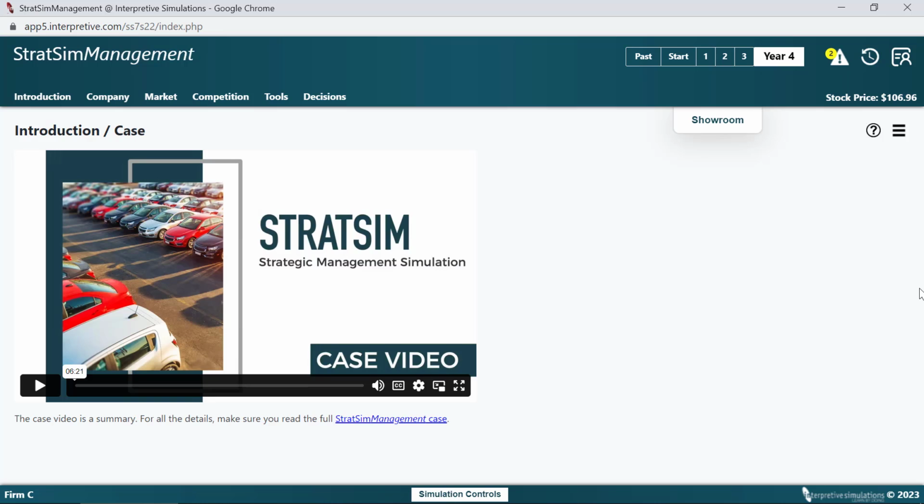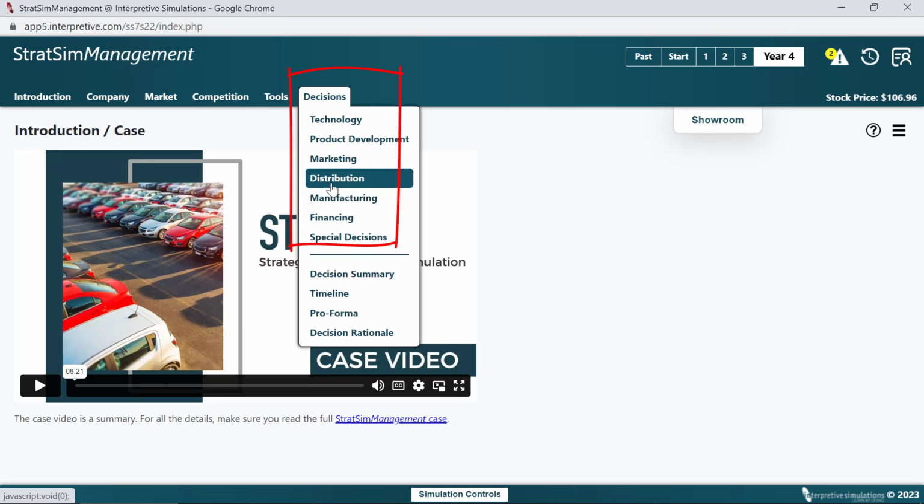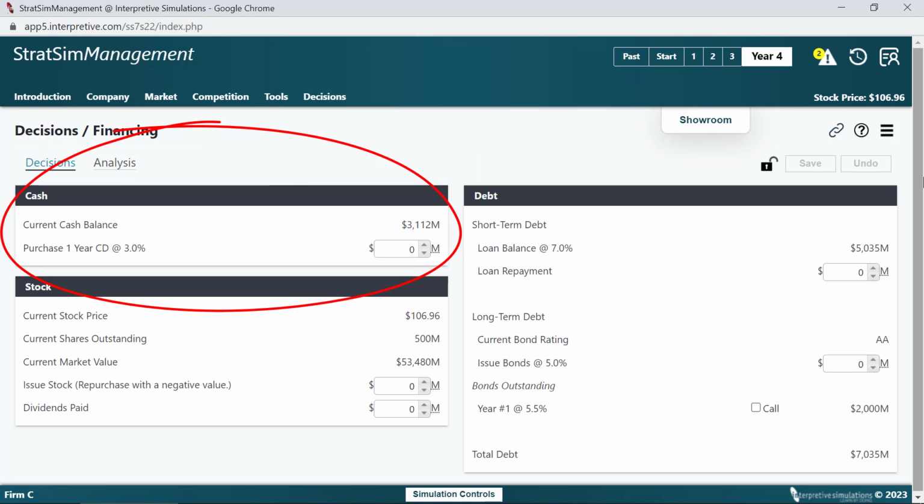In StratSim, you're running a company that needs money to operate and also to build for the future. And the best way to generate cash is through the operations of the company, to state the obvious. But you can also raise cash through debt or by issuing stock. And in StratSim, I can work to manage my financial condition through the Decisions Financing screen. Let's start with cash management.